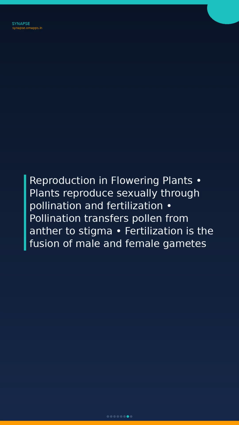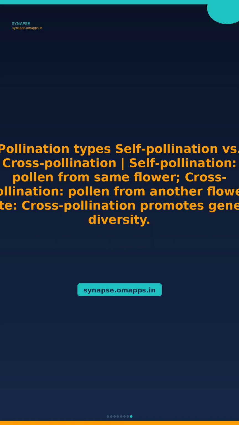Let's recap. Asexual reproduction involves a single parent, while sexual reproduction involves two. Flowering plants reproduce sexually through pollination and fertilization. Remember the key differences, and you'll ace this chapter.